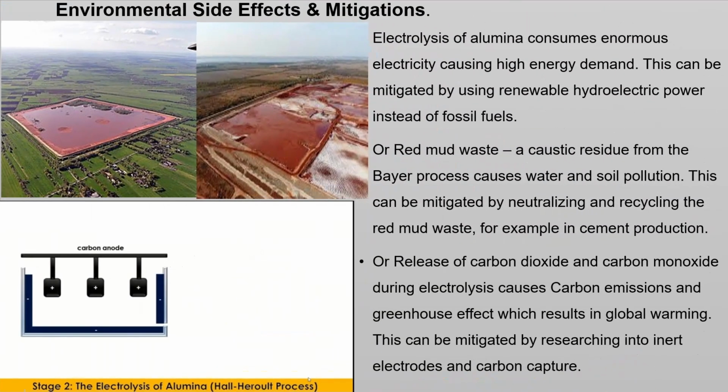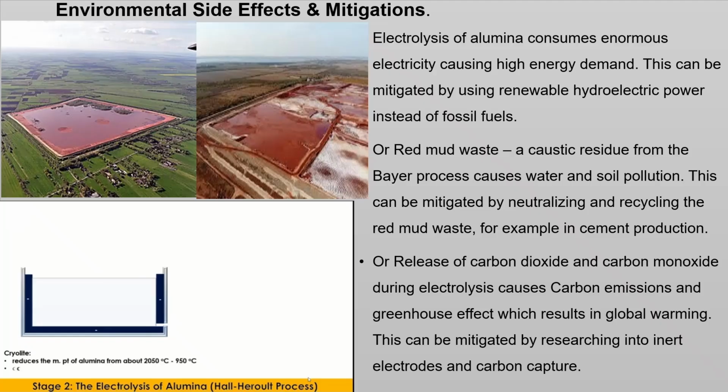Remember that aluminium ions gain only 3 electrons. What could be the side effects of this process? As we see in the bottom left there is a process taking place showing us how the carbon electrodes are being reduced and forming greenhouse gases, which are carbon dioxide. You can put your responses in the comment section below.